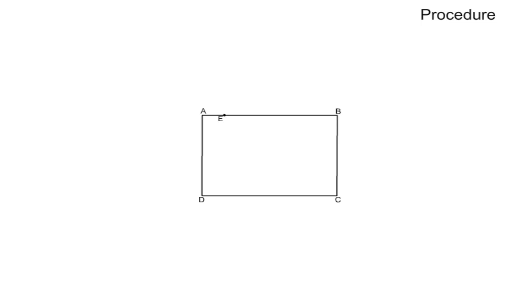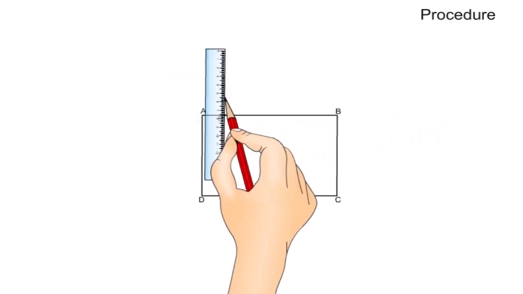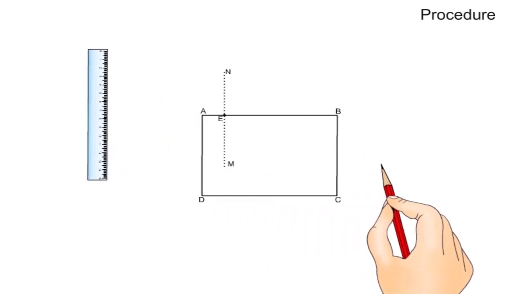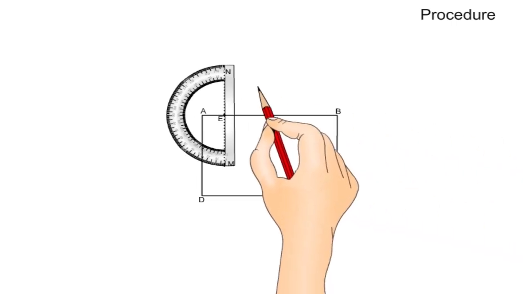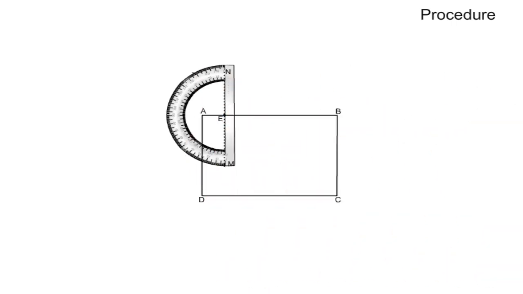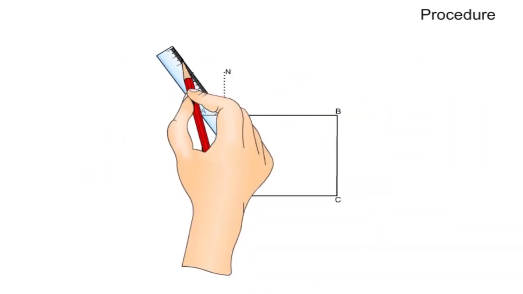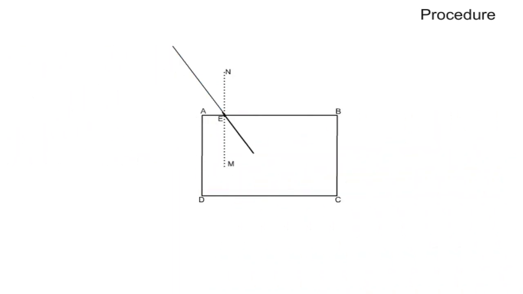Alright. On this side AB, mark a point E. Then draw a perpendicular and name it NM at point E. Now, NM is normal to the surface AB. With the help of a protractor now, we will make an angle of 30 degrees and we will name it angle PEN, right. This will be our angle of incidence, okay.